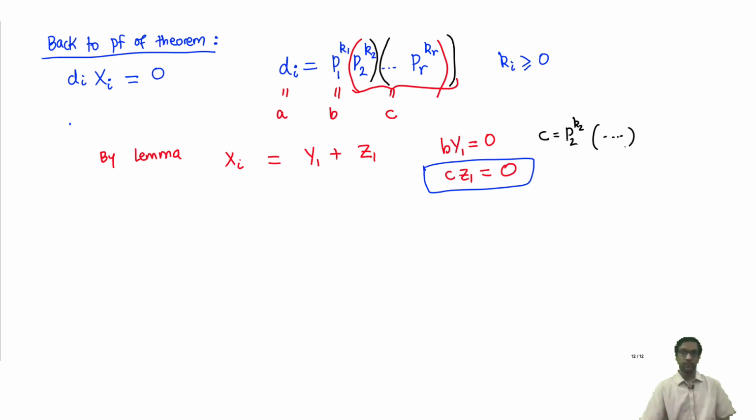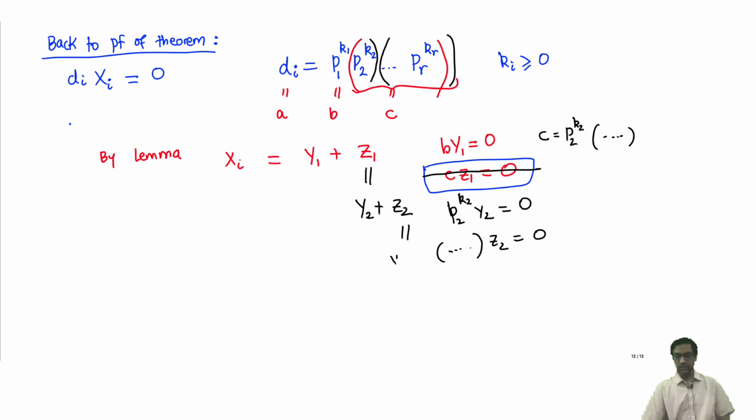These two are relatively prime. Again, apply the lemma. It says that if c kills z1, then z1 can be again split into two pieces. So let me call this y2 plus z2. Now what property does it have? I've replaced this equation by: there is an element called y2 which is killed by p2 to the k2, and there is the element z2 which is killed by the product of the remaining prime factors. Now repeat the process with z2. z2 again will split into two pieces, y3 plus z3. This will split into two pieces, y4 plus z4, and so on. So this is some sort of inductive procedure.